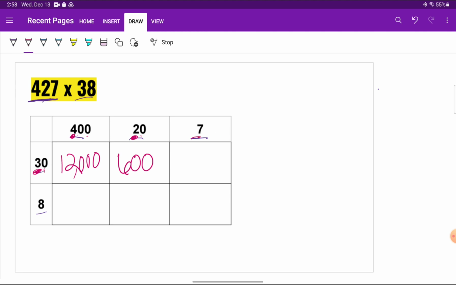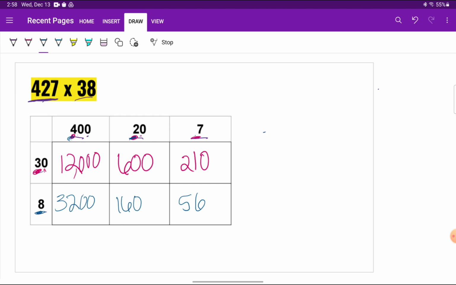And then 3 times 7 is 21, but it's tens. 8 times 4, 32. 2 zeros, 3,200. 8 times 2, 16, with 1 zero, 160. And 8 times 7 is 56.